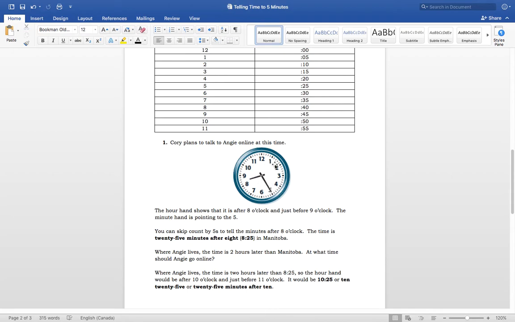Now, I could go 5, 10, 15, 20, and so on. But if it's pointing towards the 5 and I multiply it by 5, I know it's 25 minutes past the 8 o'clock hour. So I can skip count by 5s, 5, 10, 15, 20, 25, and that confirms it. So I know that it is 25 minutes after 8 o'clock, or 8:25 in Manitoba.